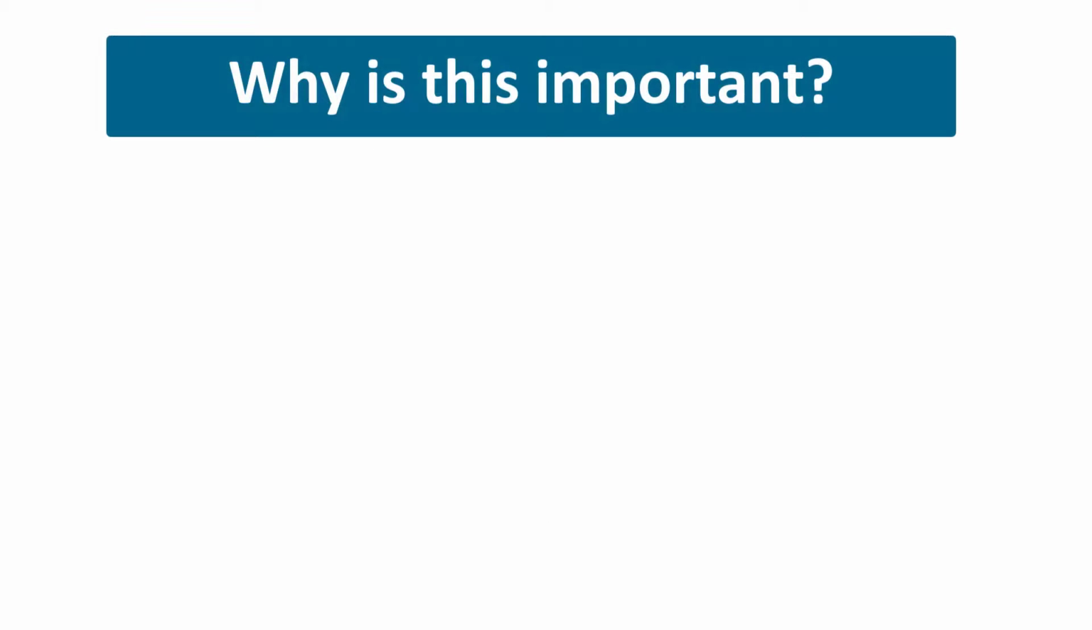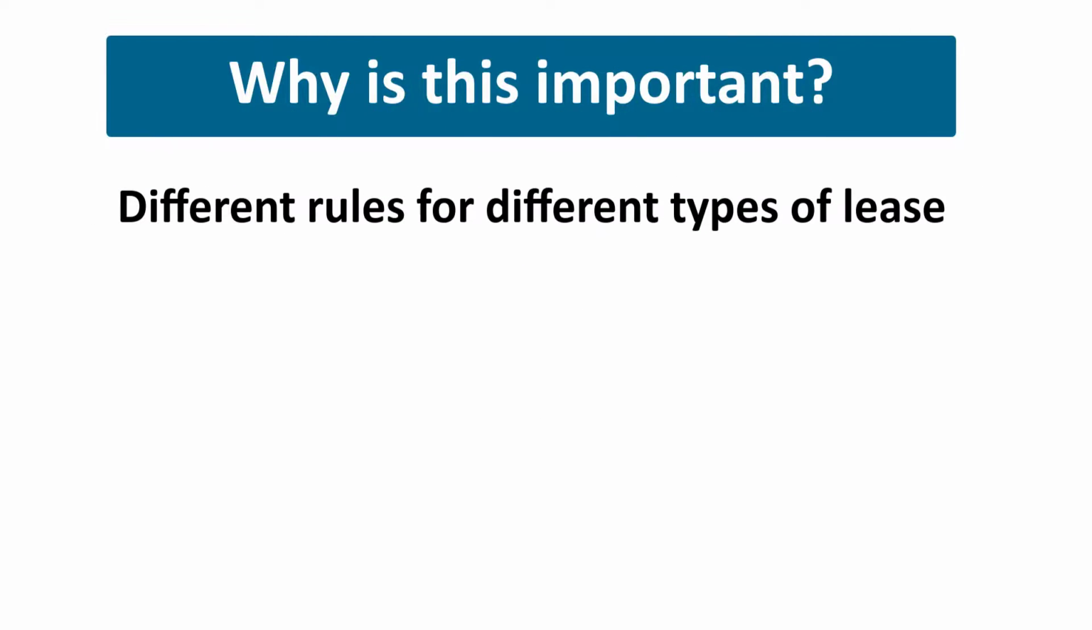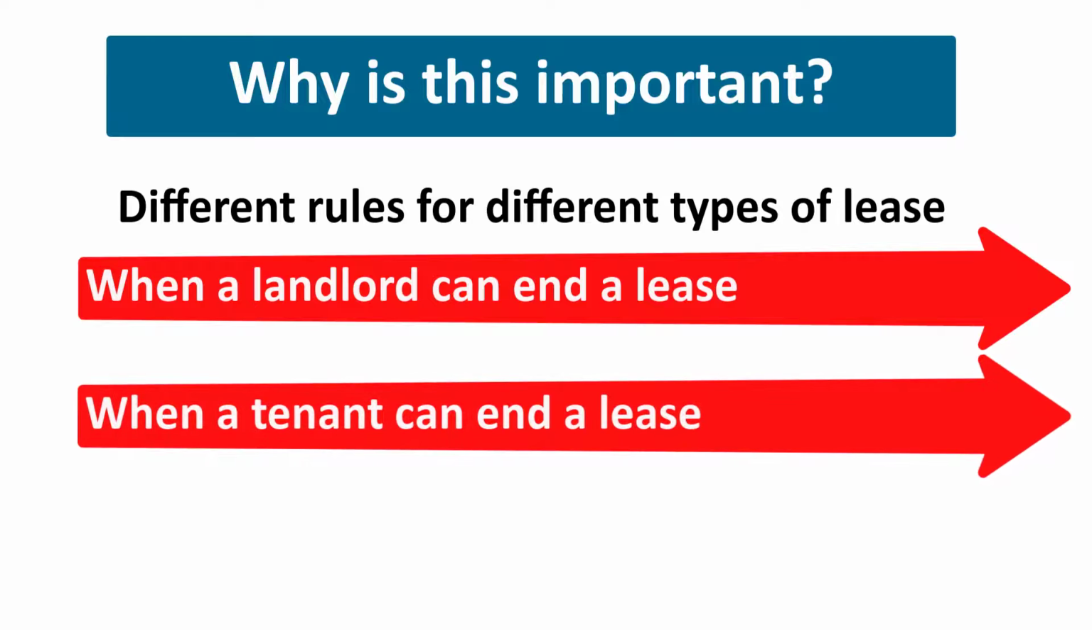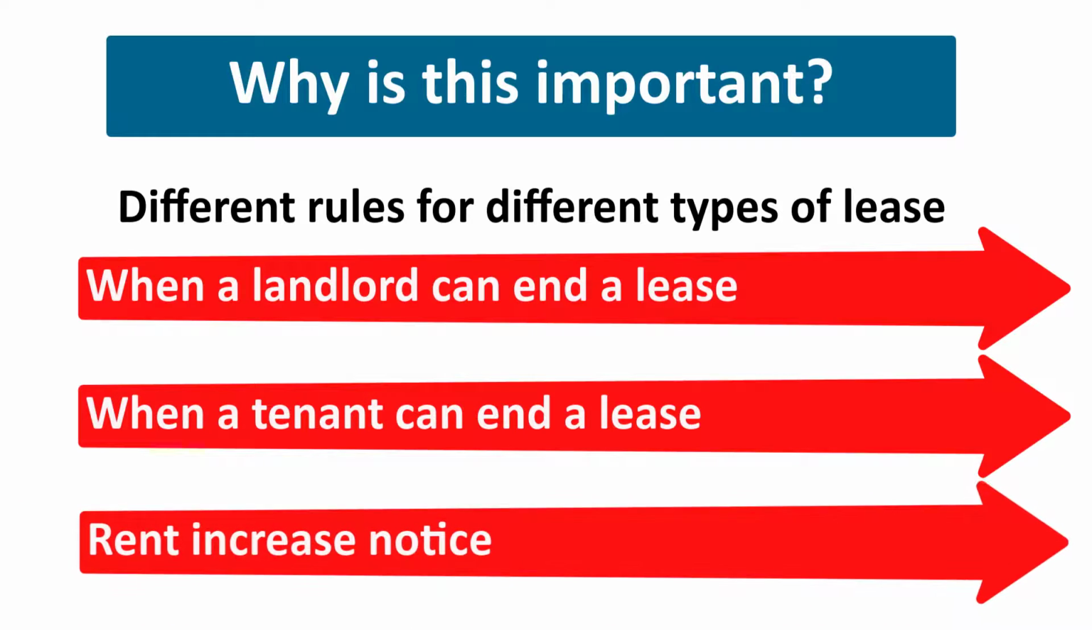So why is it important to know the difference between periodic and fixed-term leases? Well, different rules apply to different kinds of leases under the Residential Tenancies Act. So for example, when a landlord can end a lease, when a tenant can end a lease, and also when it comes to rent increase notices. So let's get into some details to highlight the differences between periodic and fixed-term leases.